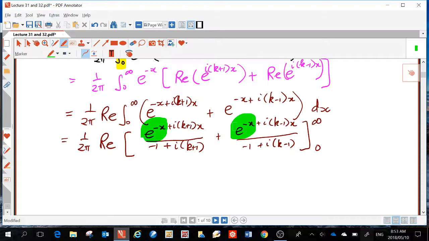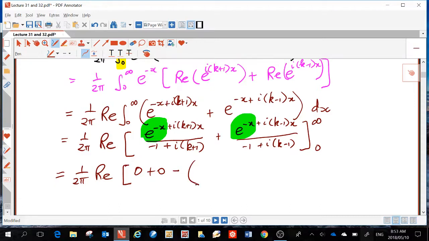Isn't that 0? That will be 0, and whatever happens here, even if it's real or unreal, doesn't matter, 0 times that will be 0. There's an i here anyways. It's a complex number. But the fact is, e to the minus infinity will produce a 0. It will kill the entire thing here. So when I substitute infinity, that's 1 over 2 pi, real part of. So I will get 0. 0 plus 0. Then I must subtract by substituting 0.